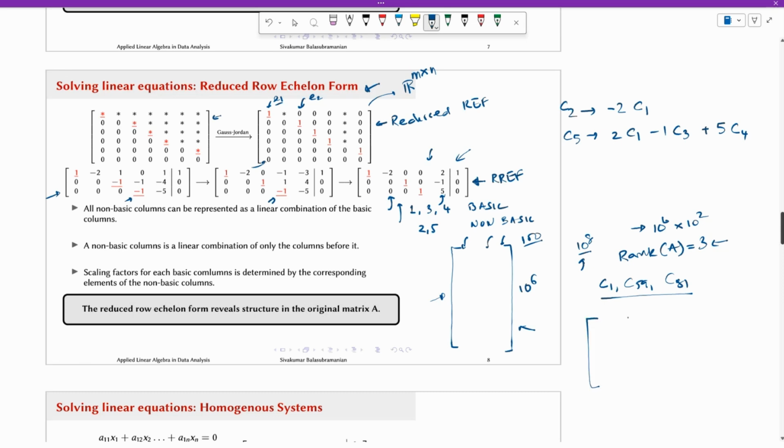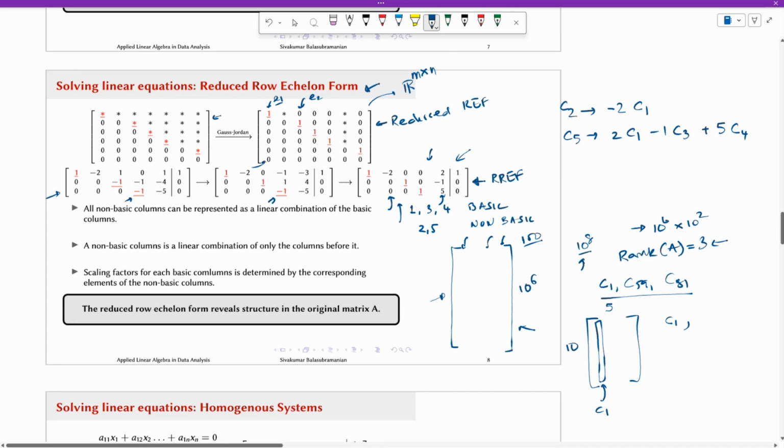Let me say you have 5 columns and 10 rows. Let's say there is only one basic column. This is C1. What all will you have to store? How many numbers will you eventually have to store? You'll have to store C1. What else would you have to store? Not solution. There is no solution. We're not trying to solve anything here. We're just trying to see if I know the reduced row echelon form, if I know the structure of the matrix, can I save it more efficiently? In the reduced row echelon form, what can you say about a non-basic column?